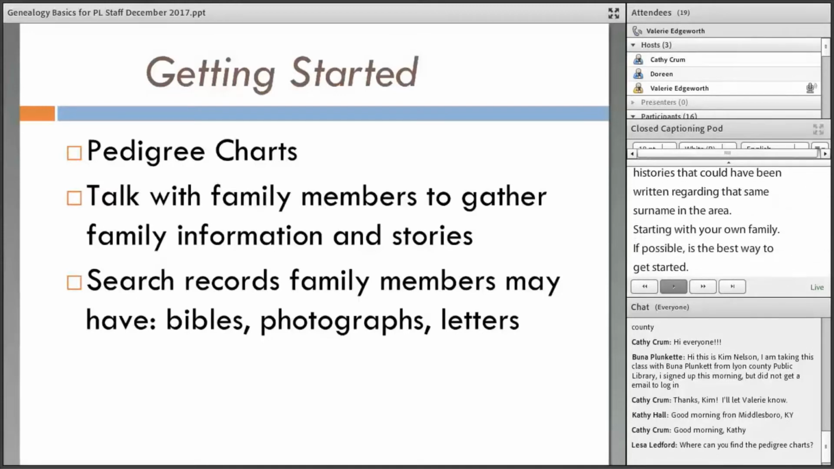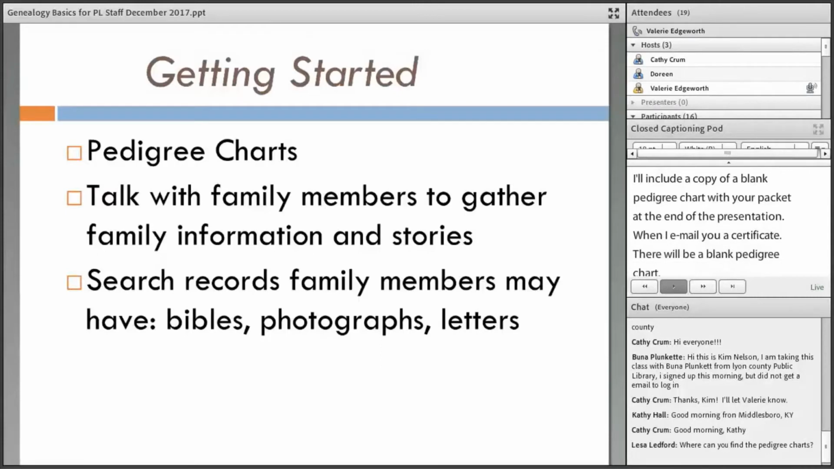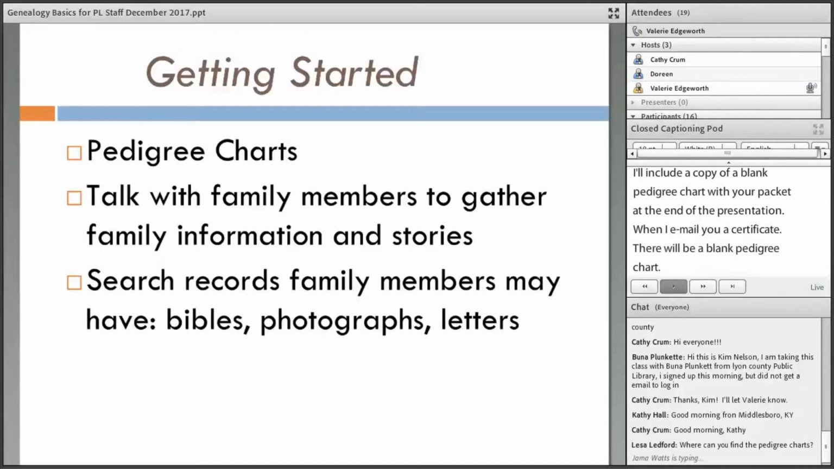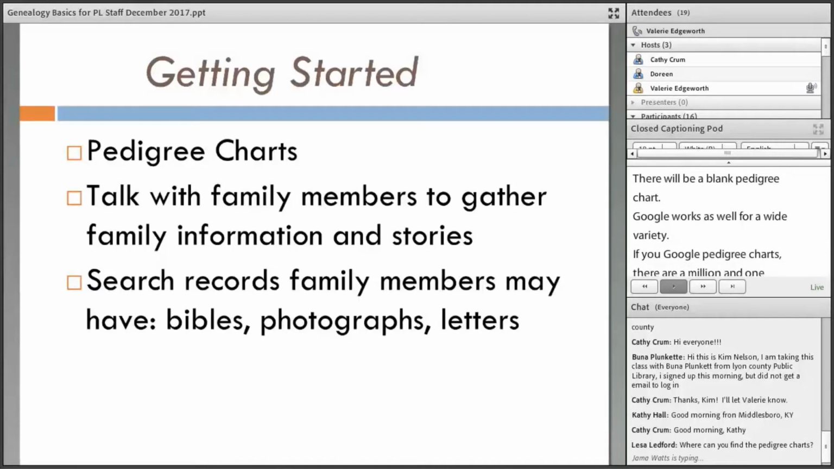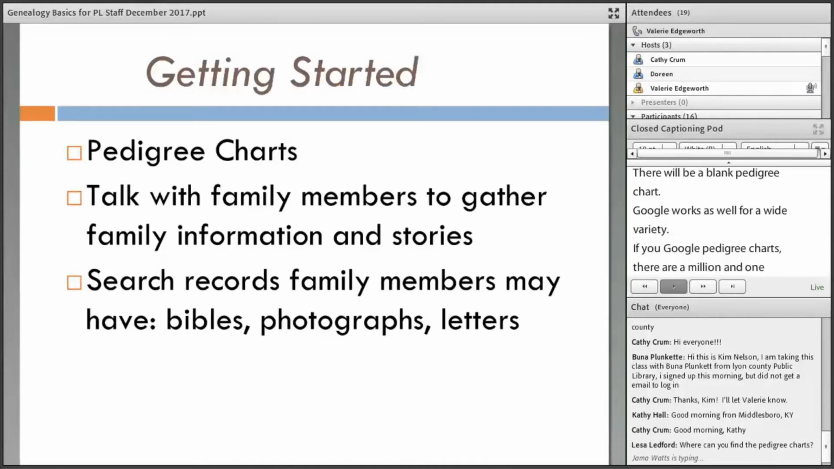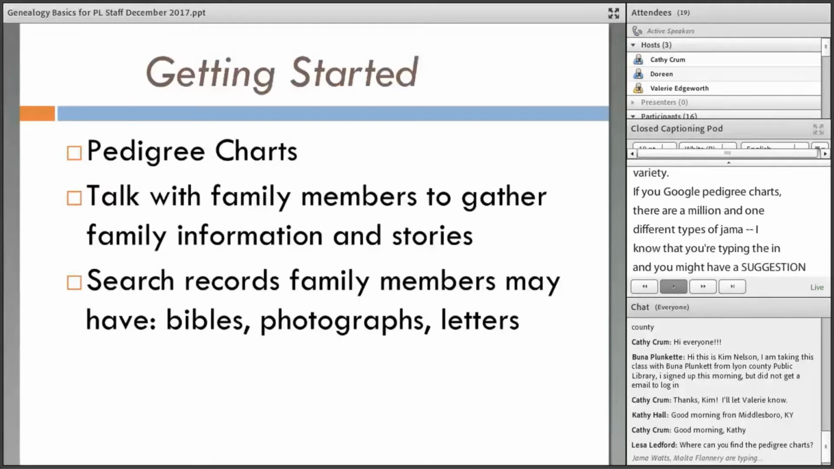Lisa's got a great question here. Where can you find pedigree charts? I will include a copy of a blank pedigree chart with your packet at the end of the presentation when I email you your certificate. Google also works very well for a wide variety of pedigree charts. If you just Google free pedigree charts, there are a million different types. Jama, I know you're typing in right now. You might actually have a suggestion too, but there are a hundred and one different types of free pedigree charts out there.